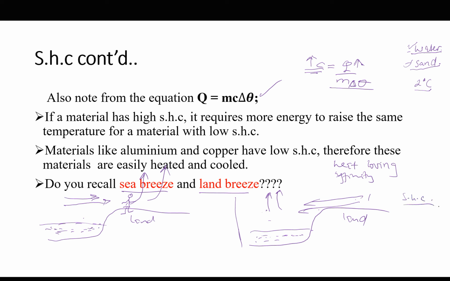Something with a lower specific heat capacity easily heats up, that is, it requires a small amount of energy to raise its temperature, and easily cools down, that is, it takes a short time to lose the energy which it has already gained. So that is specific heat capacity. I hope I've tried my level best to explain specific heat capacity in detail.